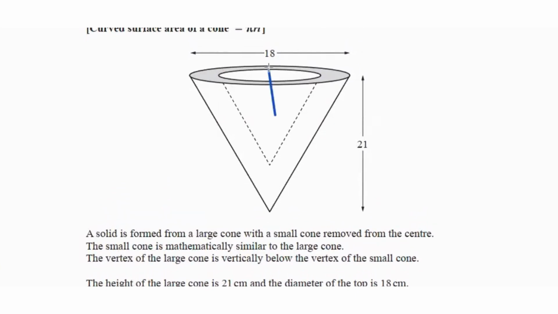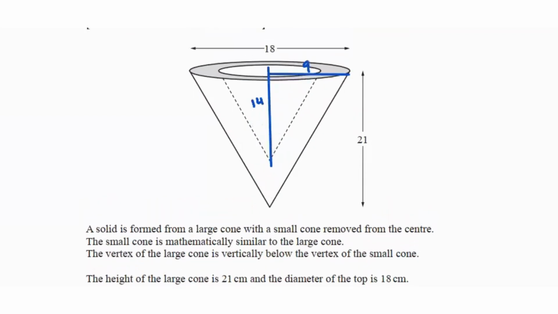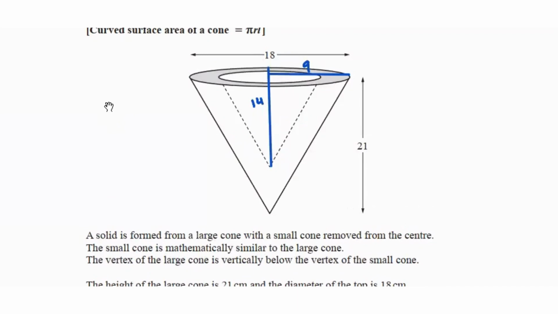So this is given as 14. This half will be 9 because the diameter is 18. Okay. So we will first do, what else do we have? 18. The height of the small cone is this. Okay. So I'm going to start by finding the radius of the small cone. This thing over here. Call this y.